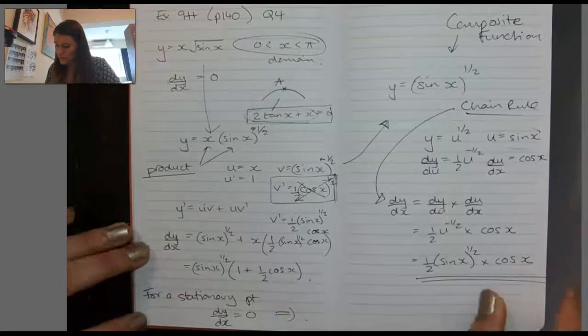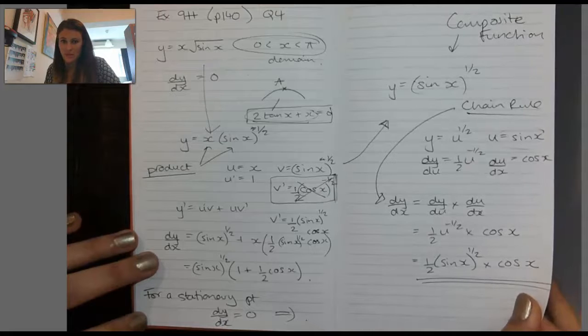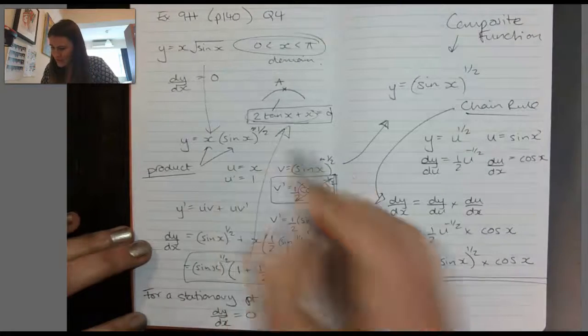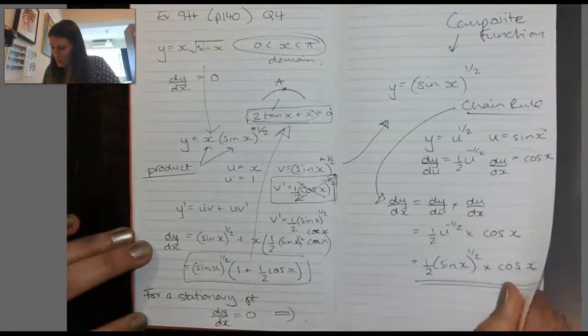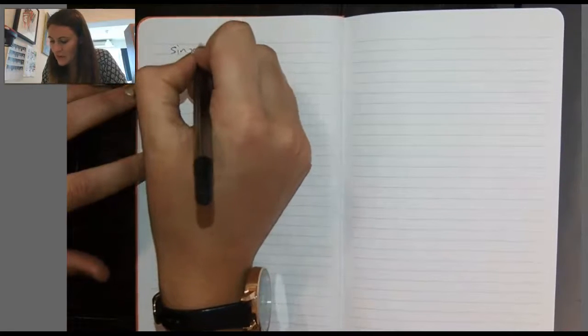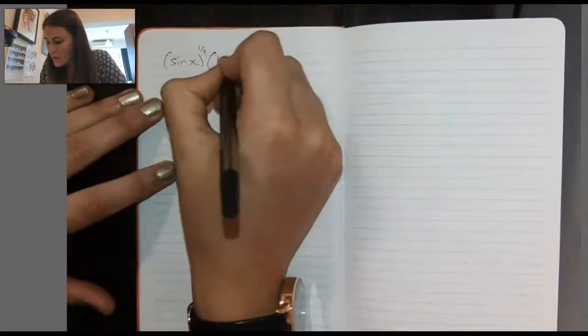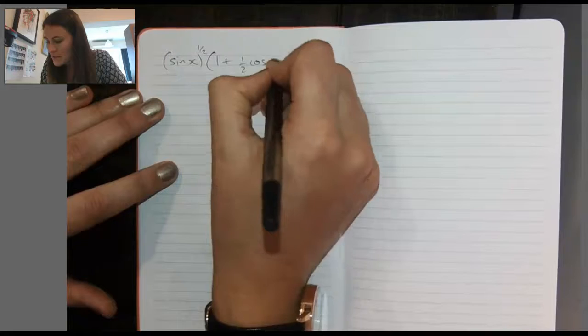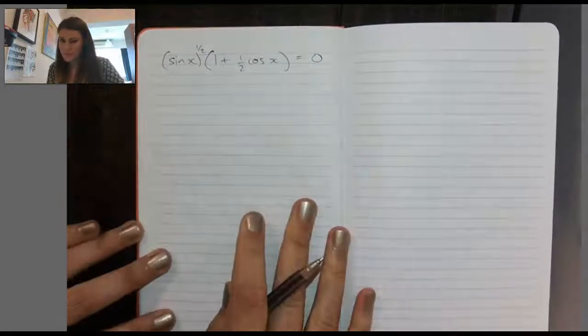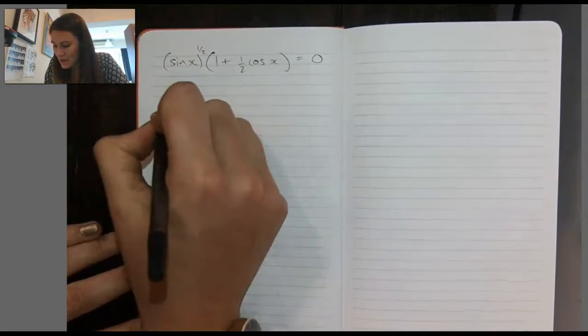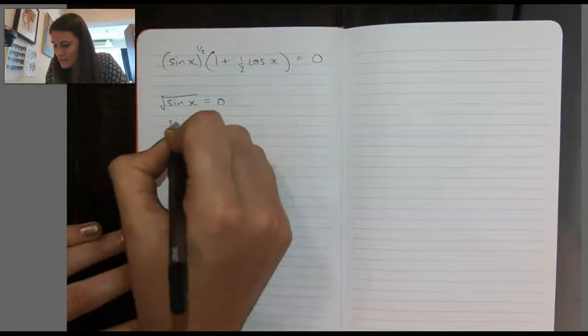So I'm going to turn over now, and we're basically going to try and get this somehow to look like this. So I get sine x to the power of a half times 1 plus half cos x equals 0. Alright, so either sine x to the power half, or root, has to be 0, which means sine of x has to be 0.